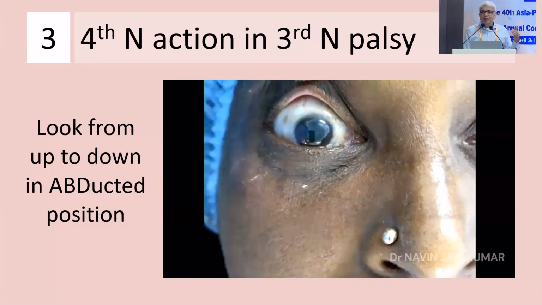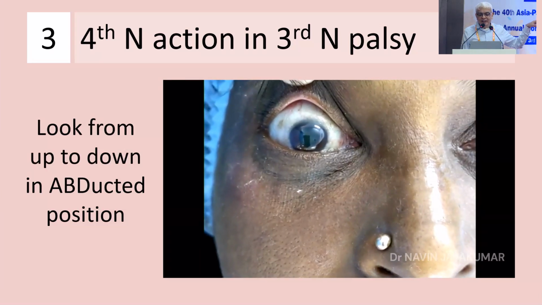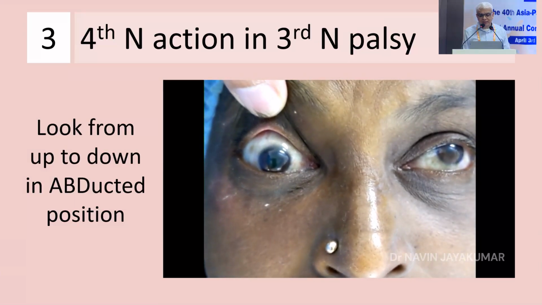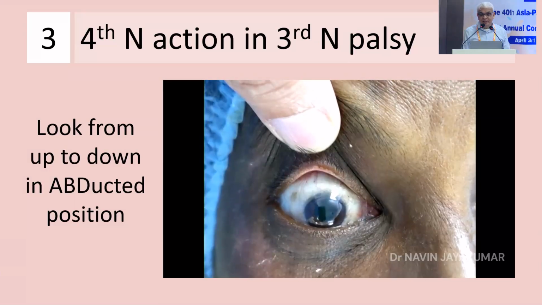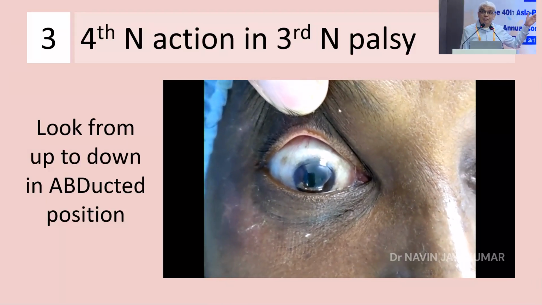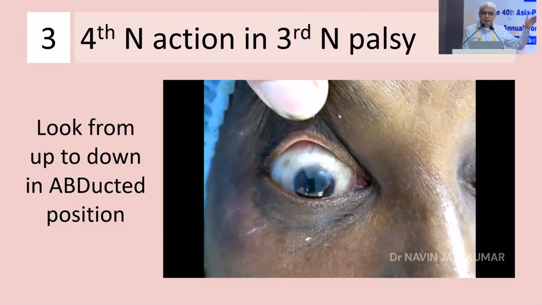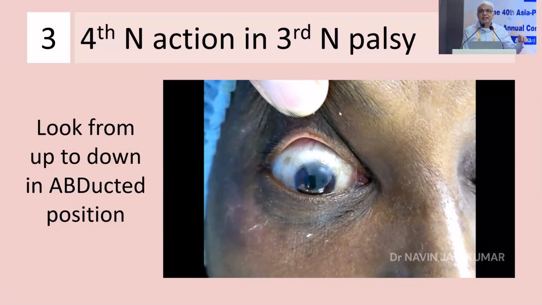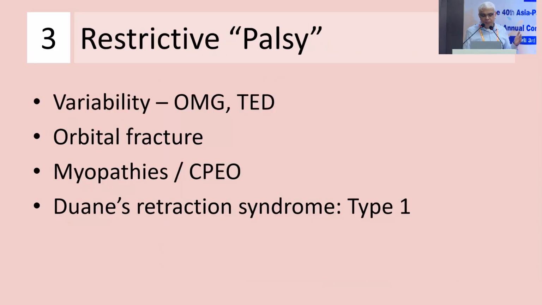So how do we make out fourth nerve palsy in a third nerve palsy patient? You can't look at the depressing effect of the superior oblique. We look at the intorting effect. This is a patient who has had a peribulbar block and all the recti are kind of blocked. So here very clearly you can see the intorting effect of the superior oblique when she looks down. This is the kind of movement we need you to see in the eye kept in the abducted position. Ask the patient to look from up to down and look for this intorting effect, and that will tell you whether the fourth nerve is intact or not in a third nerve palsy.